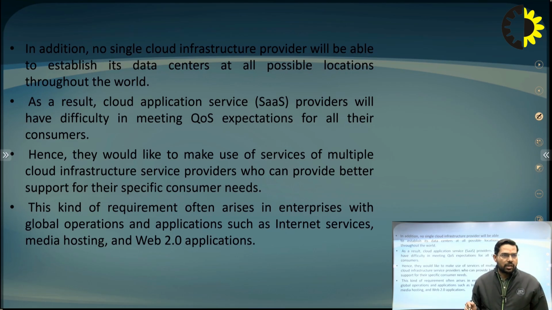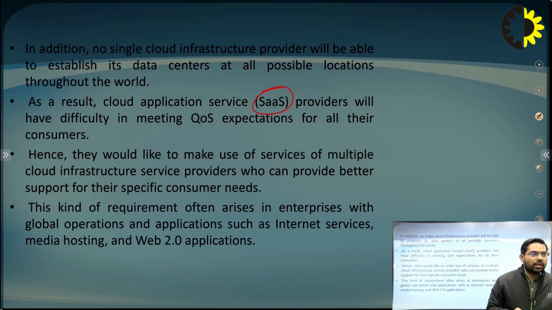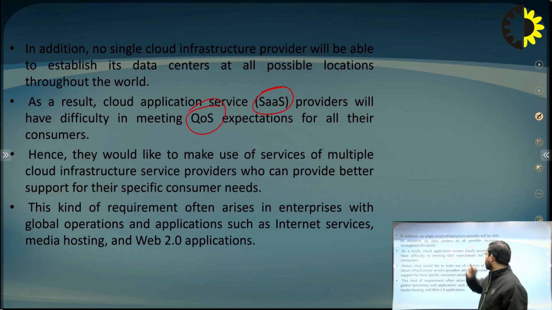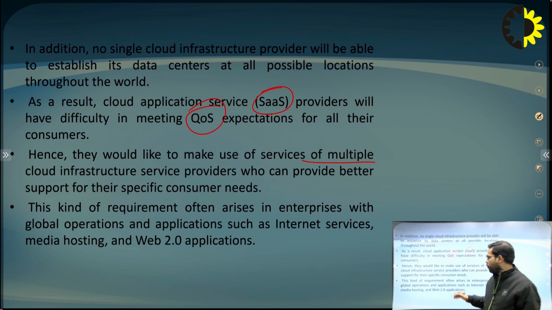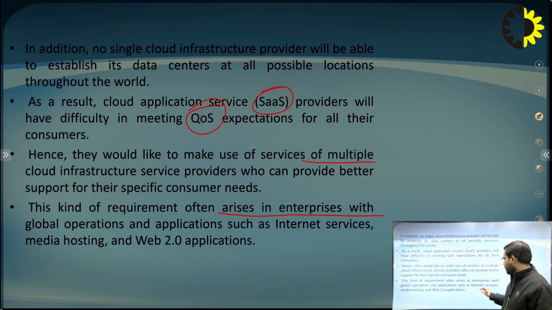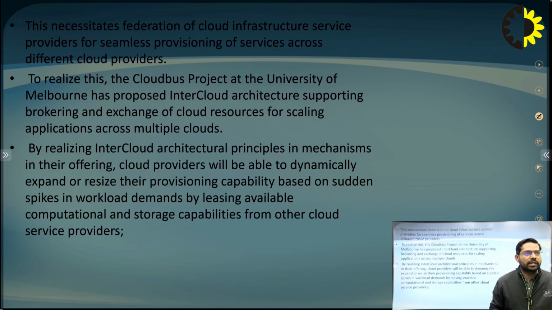As a result, cloud application service providers, or software as a service providers, will have difficulty meeting QoS expectations for all their consumers. Hence they would like to make use of the services of multiple cloud infrastructure service providers who can provide better support for specific consumer needs. This kind of requirement often arises in enterprises with global operations and applications such as internet services, media hosting, and Web 2.0 applications. So these necessitate federation of cloud infrastructure service providers for seamless provisioning of services across different cloud providers.